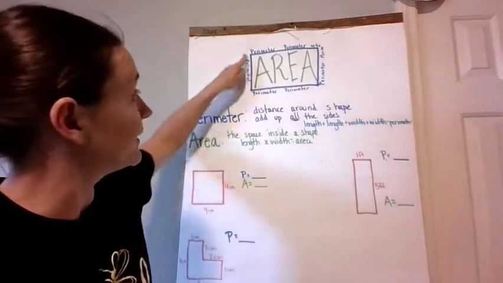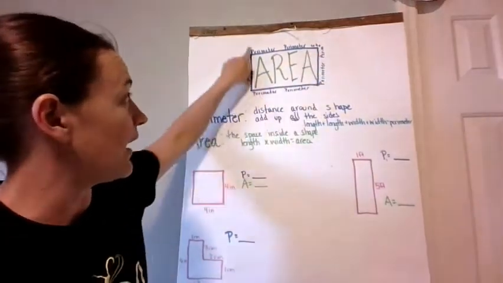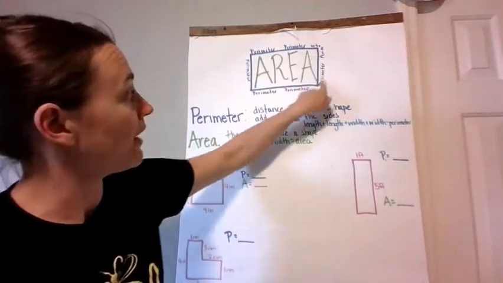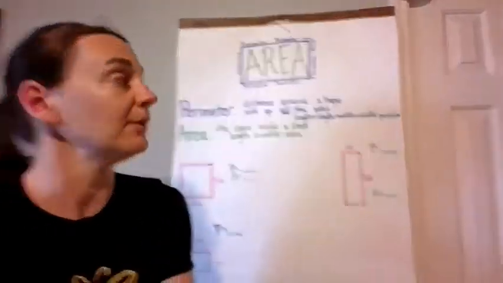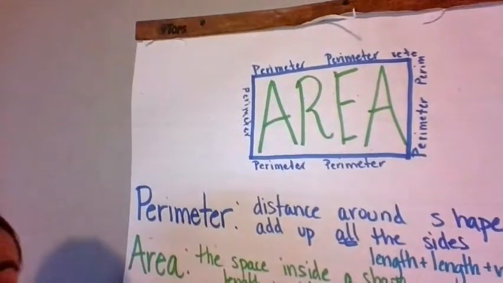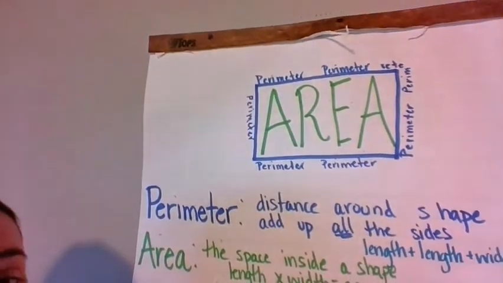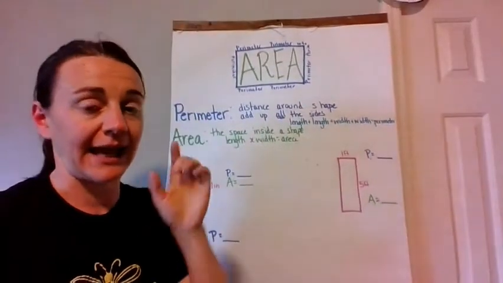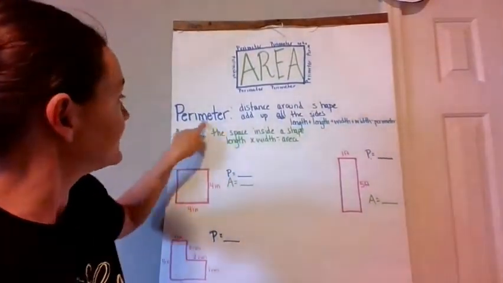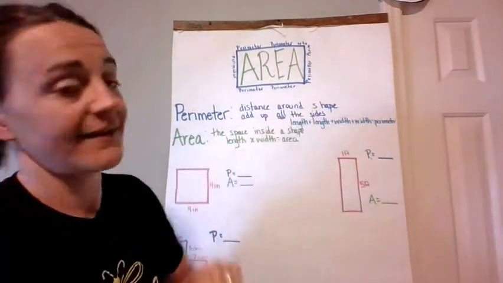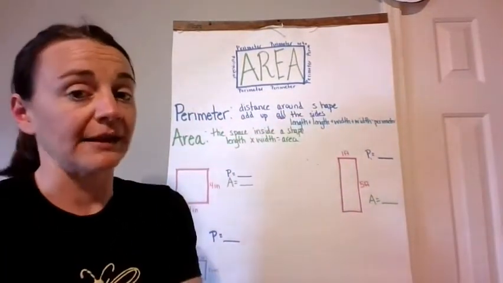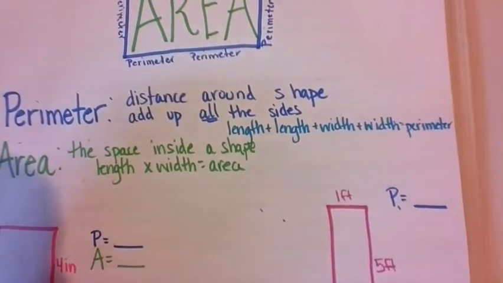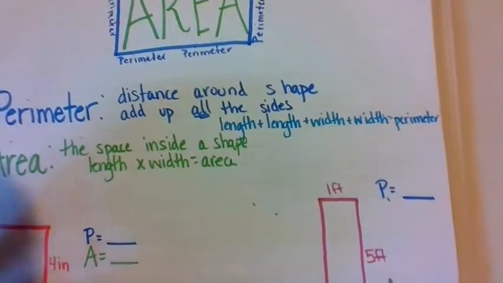perimeter this school year. Perimeter is the distance around the shape, so you can see in my visual here, I wrote perimeter all the way around my rectangle. And then area is the space inside of the shape. So perimeter outside, area inside. To find the perimeter, we add up all the side lengths. So the formula for perimeter is length plus width equals perimeter.